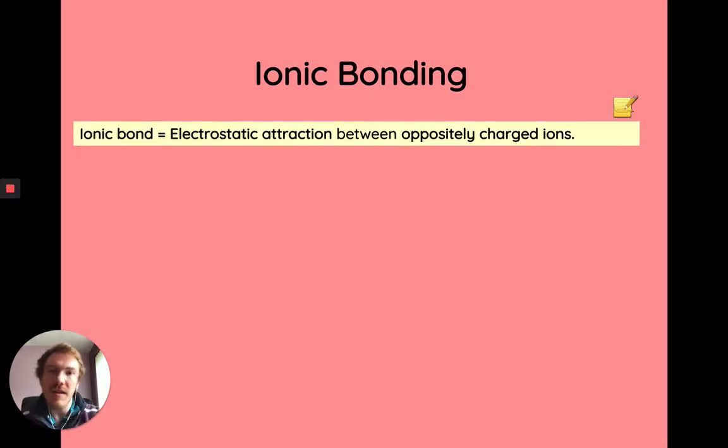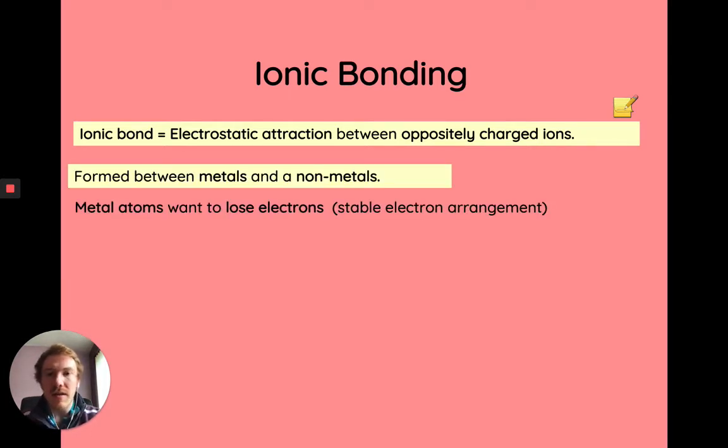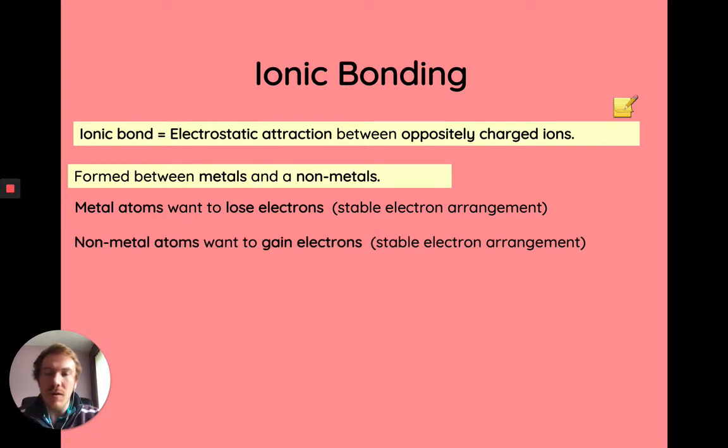Ionic bonding. The definition of ionic bonding is that it is the electrostatic attraction between oppositely charged ions. This means that it is the attraction between both positive and negative ions that are formed within a compound. They are formed between metals and non-metals.